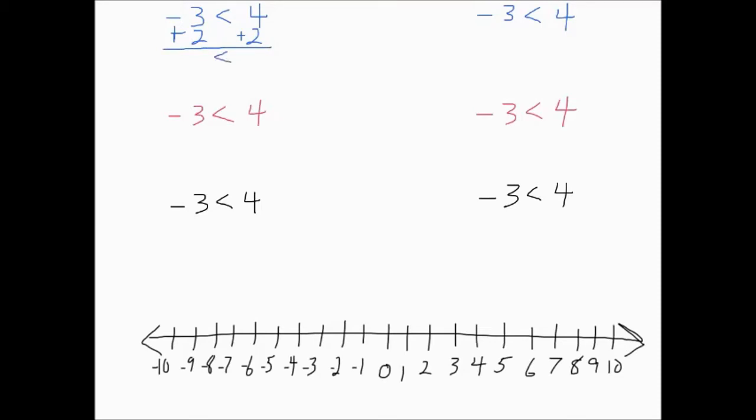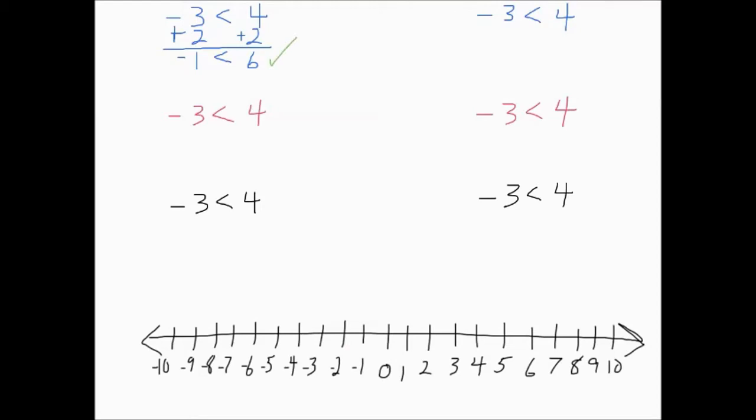and over here, 4 plus 2 is 6, and negative 3 plus 2. If I start at negative 3 on the number line and I go 2 spaces to the right, I get negative 1. And now I want to ask myself, is this true? Is negative 1 less than 6, or is 6 greater than negative 1? Well, here's 6, here's negative 1. Yes, it's true. 6 is bigger, negative 1 is smaller. So that works.